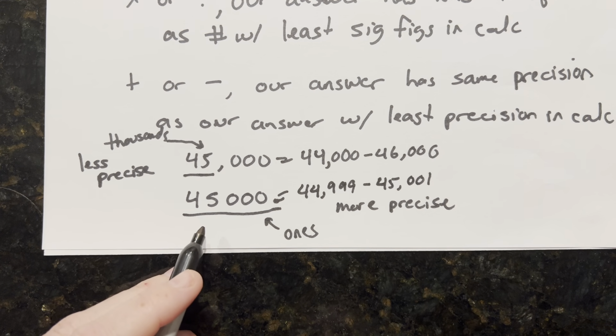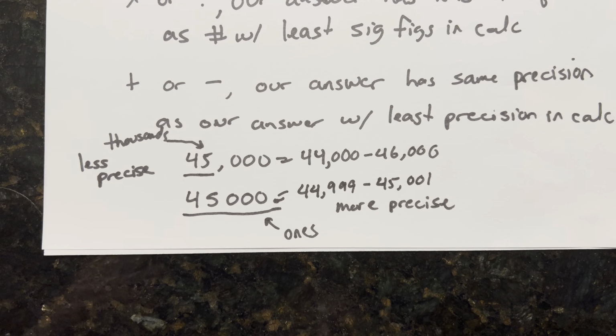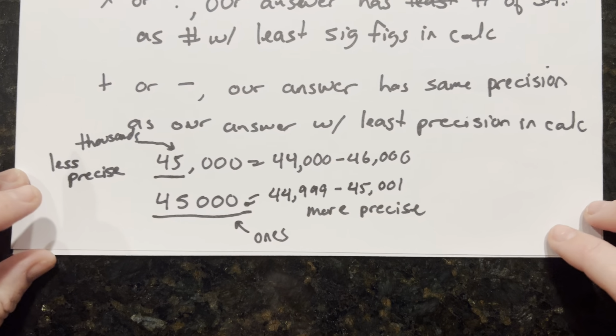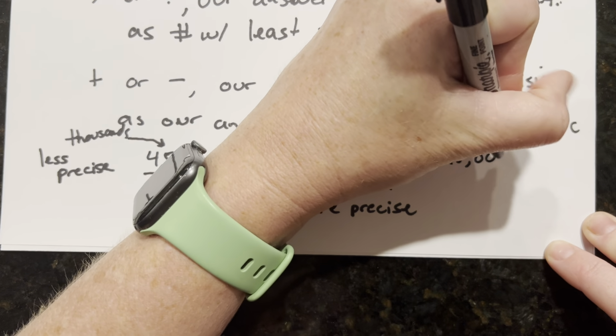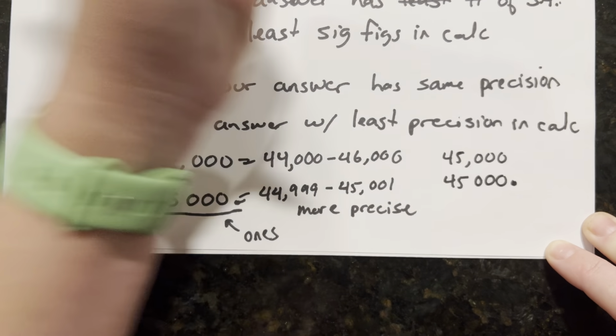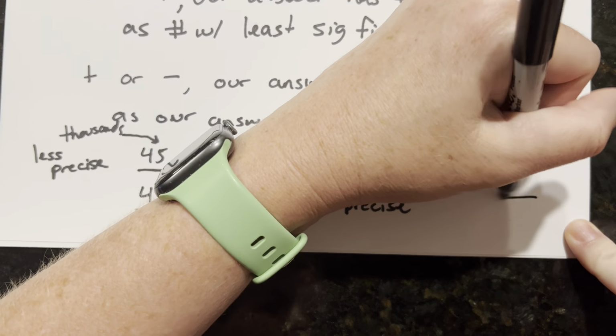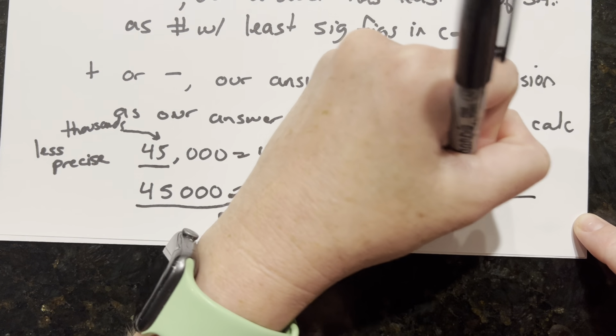So if I were to take these two numbers and add them, in fact, let's go ahead and do that. I have 45,000 plus 45,000 dot. If we added them up, we'd have 90,000, right?